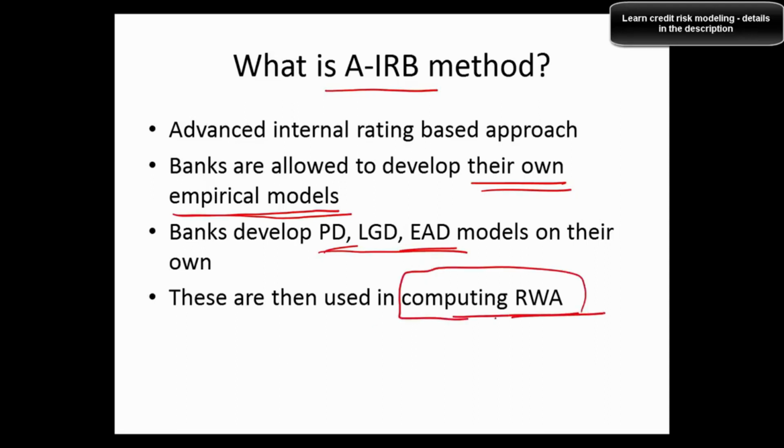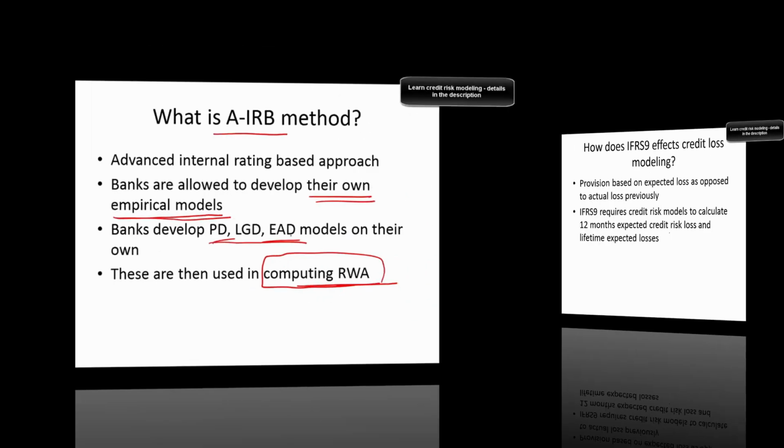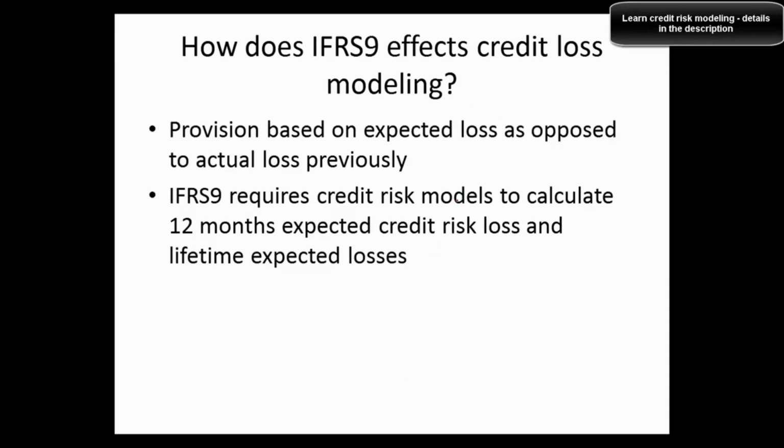Instead of regulators directly giving numbers to compute the risk-weighted assets, banks can now develop their own models. How does IFRS 9 of late affect credit loss modeling? A very important question, often asked nowadays, because IFRS 9 is coming into picture in most of the credit loss modeling. Initially, provisions were based on actual loss, but now it incorporates the expected loss. So instead of just actual loss, it now incorporates the expected loss.